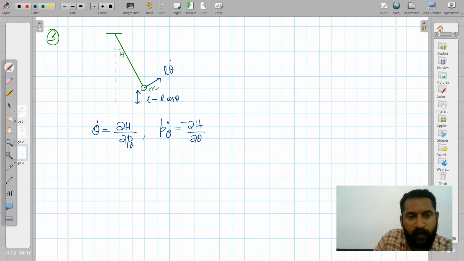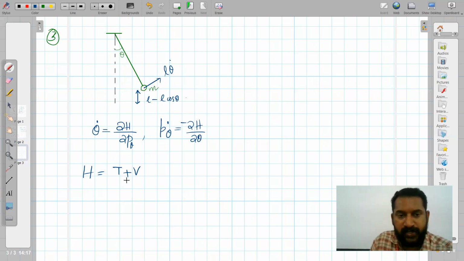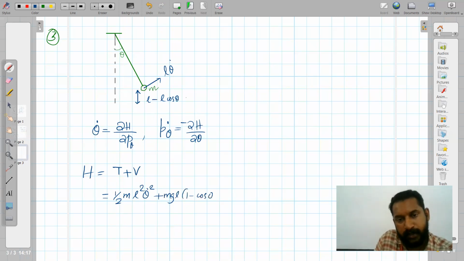What is the Hamiltonian? In this system, it is simply T plus V. It is not always T plus V. Those details I will discuss in coming lectures. But in this problem, I will write H equal to T plus V. So it is half m L square theta dot square plus mgl into 1 minus cos theta. This is H.